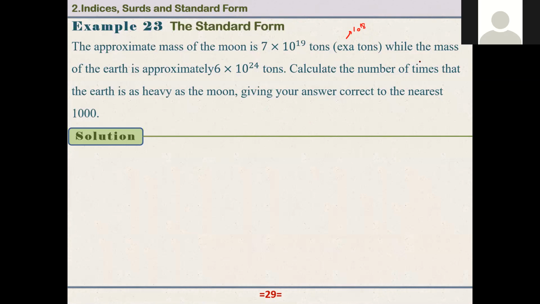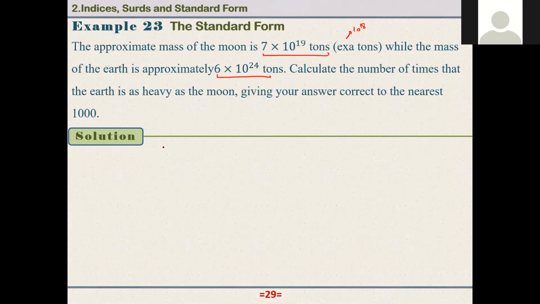So exatons, while the mass of the Earth is approximately 6 times 10 to the power 24 tons. Calculate the number of times that the Earth is as heavy as the moon, giving your answer correct to the nearest 1,000. Actually, we'll see this kind of question in GCSE papers. They don't just ask simple questions, they usually ask this kind of real life question. So here, that is the mass of the moon in tons, right? That is the mass of the Earth in tons. It says calculate the number of times that the Earth is as heavy as the moon.